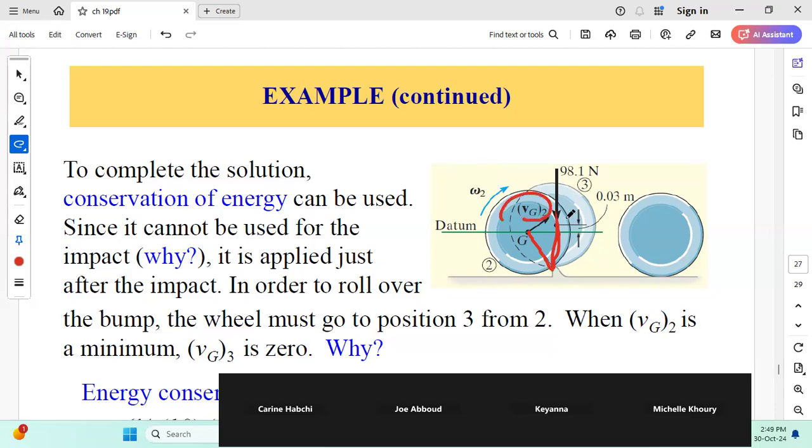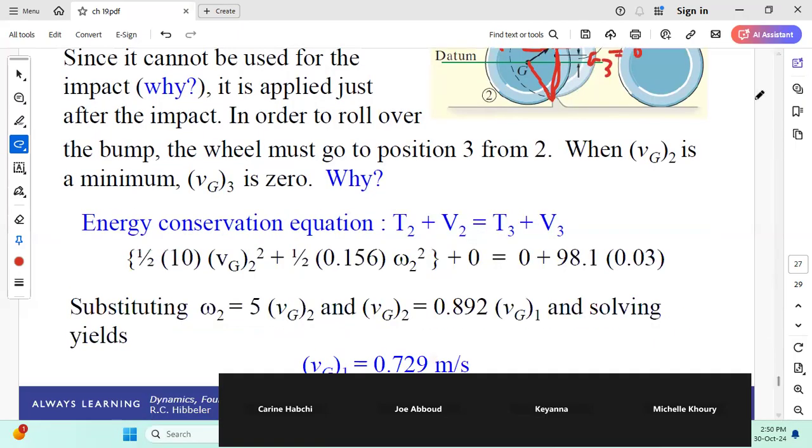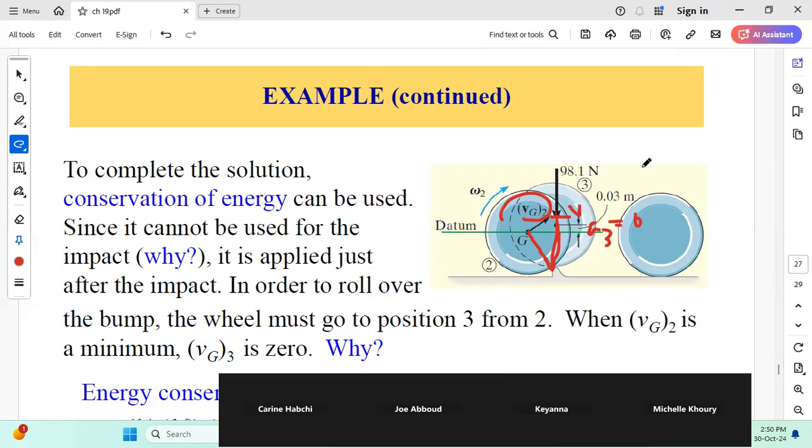In order to reach this critical position with a velocity Vg3 of 0. If you have Vg2 larger than this minimum velocity, then you will reach the maximum height with a velocity different than 0. But for the minimum velocity, to be able to reach this position, you need at least to reach it with 0 velocity. So all we have to do is apply the concept of conservation of mechanical energy between these two positions, between position 2 and 3.